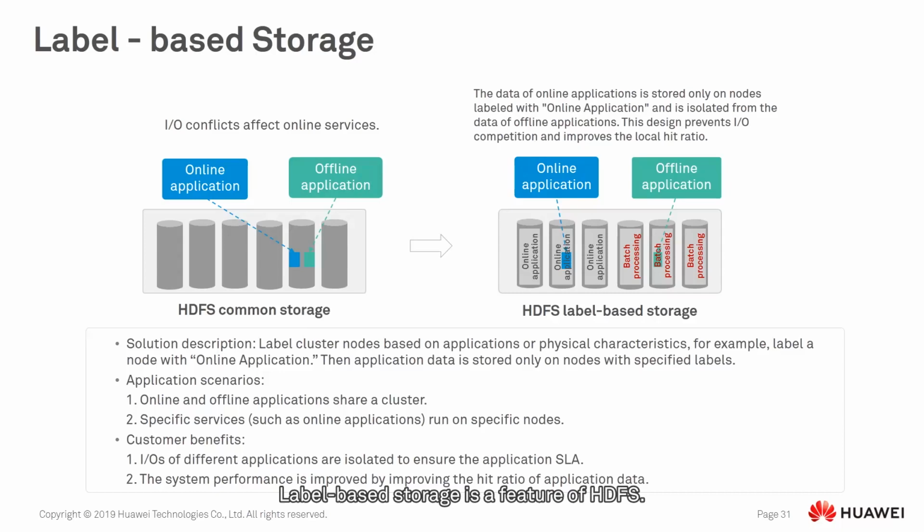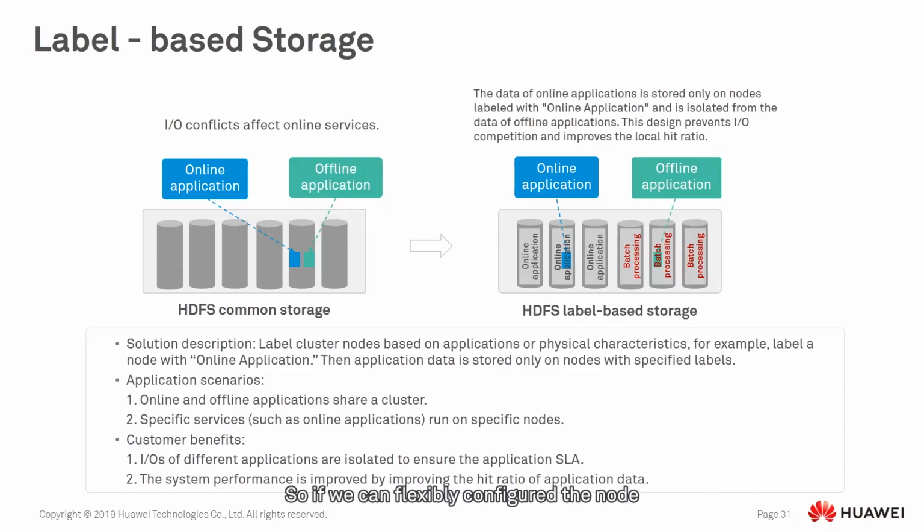Label-based storage is a feature of HDFS. For example, if data required for online applications and for offline applications are placed in the same node, it may cause input or output conflict and affect services.